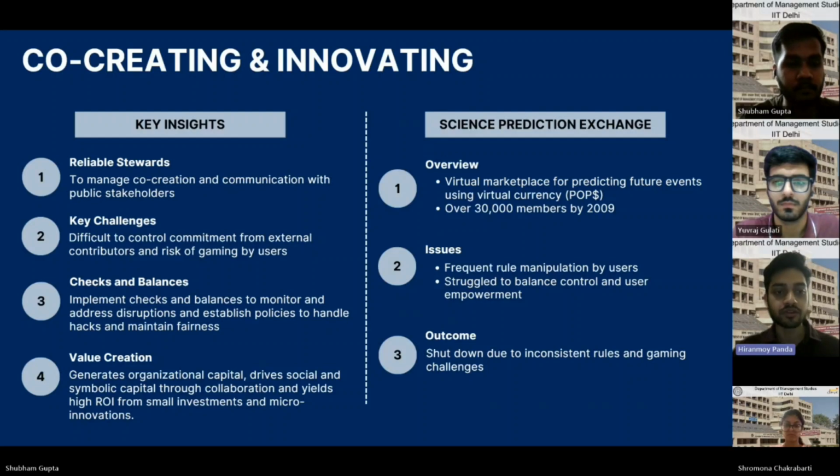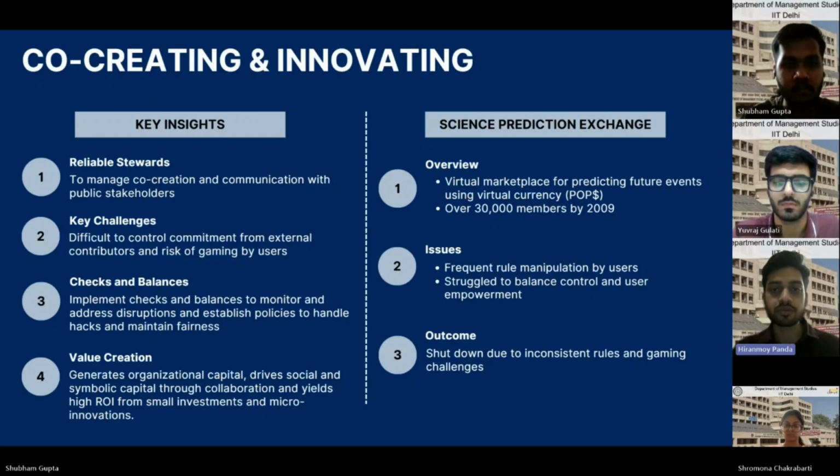Checks and balances: implement checks and balances to monitor and address disruptions, and establish policies to handle hacks and maintain fairness. Value creation is also one of the key takeaways from this tactic, in that it generates organizational capital, drives social and symbolic capital through collaboration, and yields high ROI from small investments and micro innovations. So we can see there is a high ROI, the investment is very low, and the output is considerably high. So it is one of the popular social media tactics implemented across organizations.